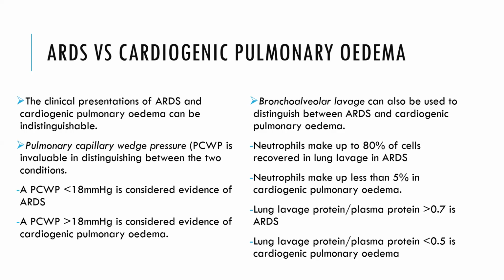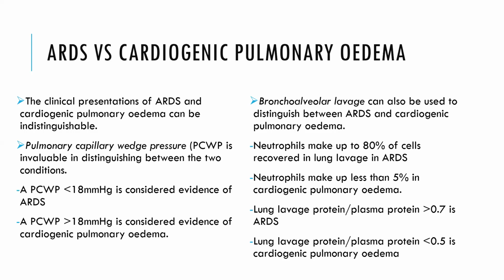But the drawback here is that you require your pulmonary artery catheter, which is an invasive procedure, for you to be able to measure your wedge pressure. And a lot of times it has also shown that it's not really a good guide into pulmonary edema. The second one you can use is your bronchoalveolar lavage. Often not readily used in most ICUs, but it can actually differentiate between cardiogenic and non-cardiogenic pulmonary edema.